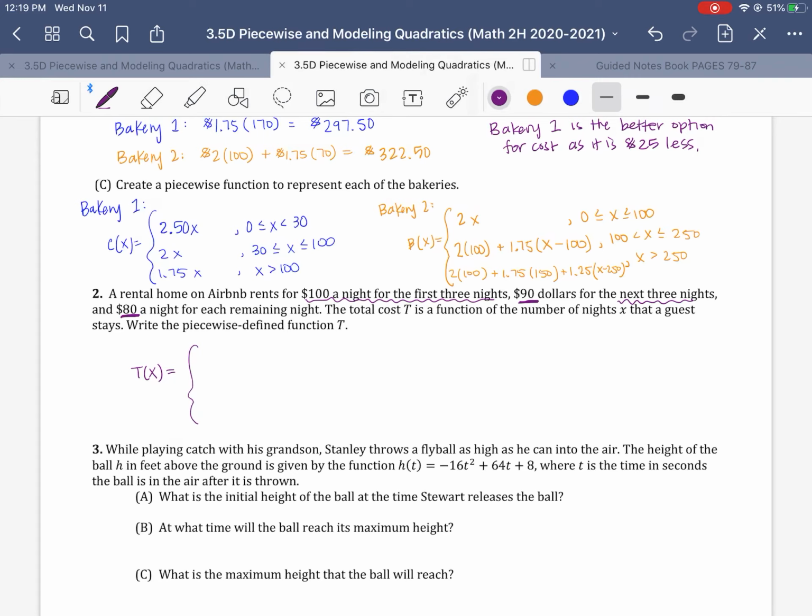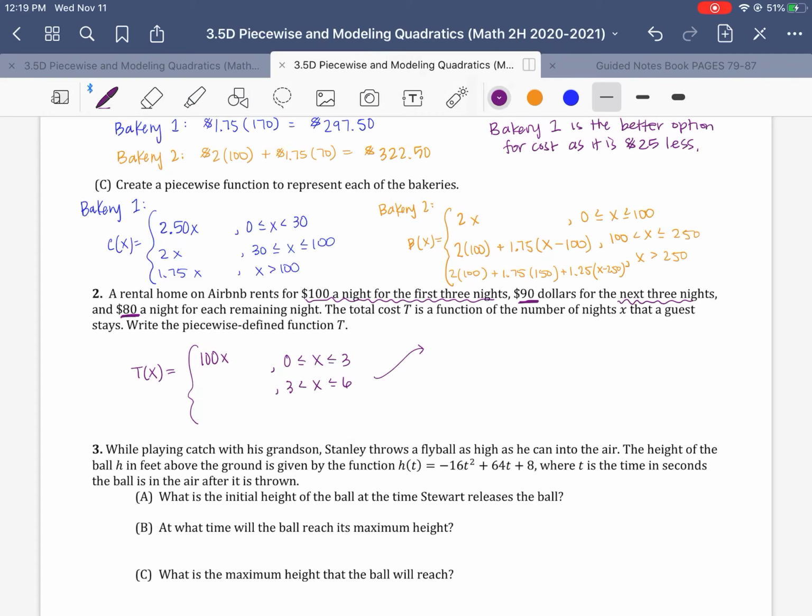And again, it looks like we're going to have 3 different pieces. So $100 per night, that's just the rate of 100 times X. However many nights I stay, I pay $100. That's only the case if we stay anywhere from 0 to 3 nights. If I stay more than that, suddenly it's $90 a night. Now remember, if we stay anywhere from more than 3, you could put a 4 there and include it, up to 6. So the next 3 nights.